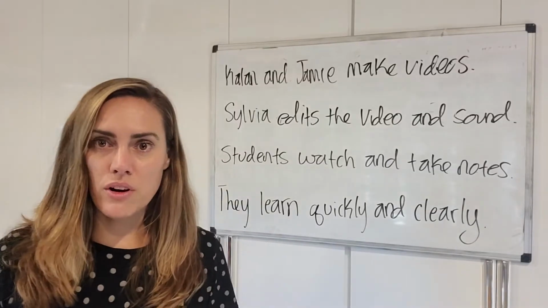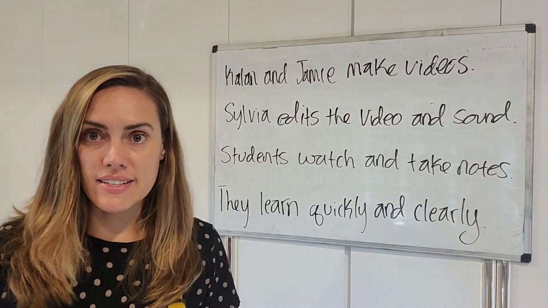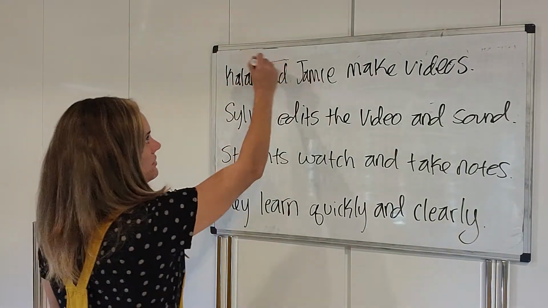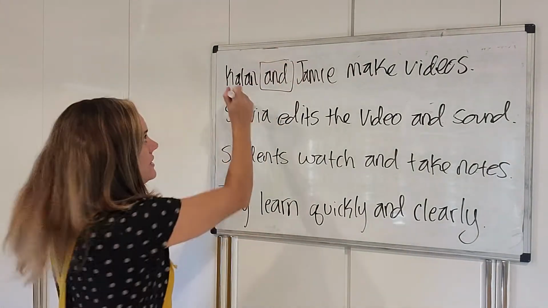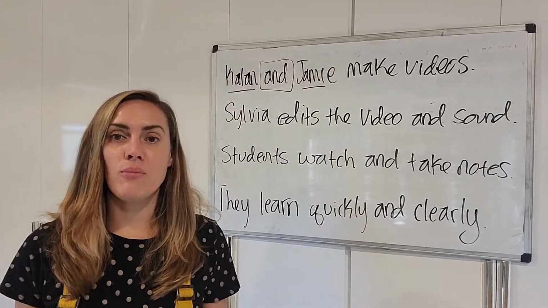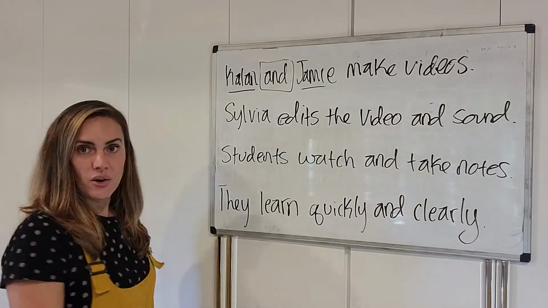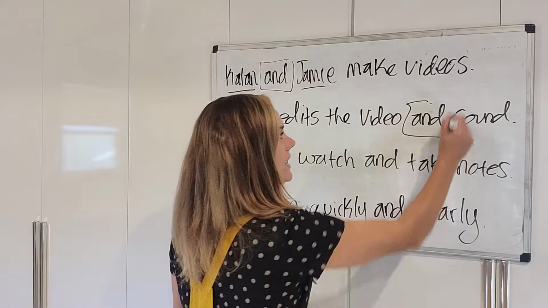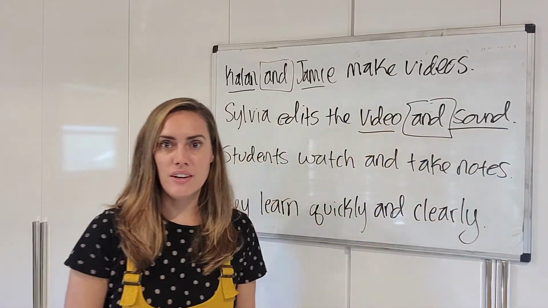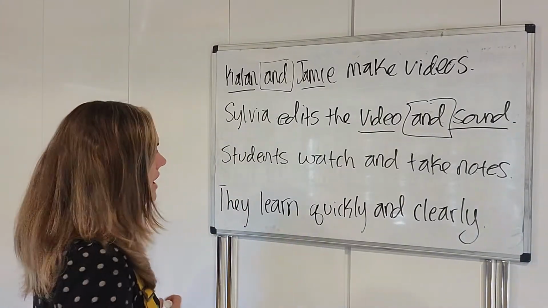Okay, so here's some more examples using the word and. Let's check both sides to see if they're balanced. Kaylin and Jamie make videos. Here's the word and. We have Kaylin and Jamie on both sides. Those are both names. They are both nouns, so it's parallel. Sylvia edits the video and sound. So take and, look on both sides. We have video and sound. They're both nouns, so they are balanced and parallel.